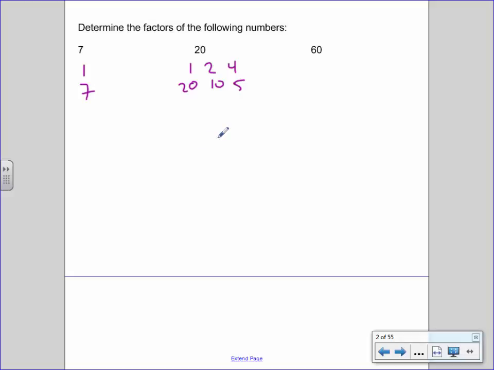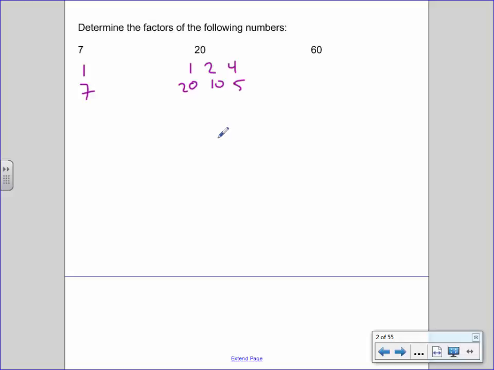Can you have an even or odd number of factors? It would have to be even. Why would you have to have an even number of factors here? Because they always come in pairs, yeah. Does that make sense? When you're writing them out like this, they're always in groups of 2.